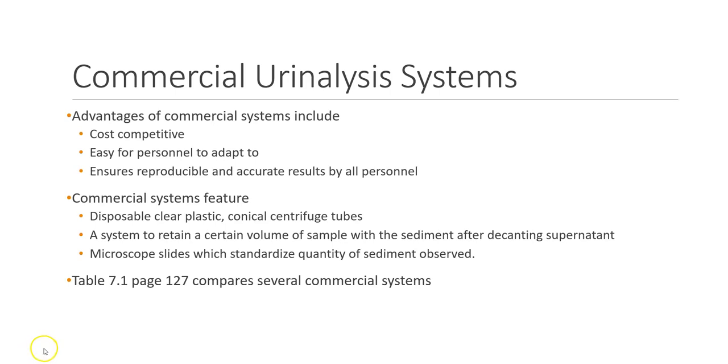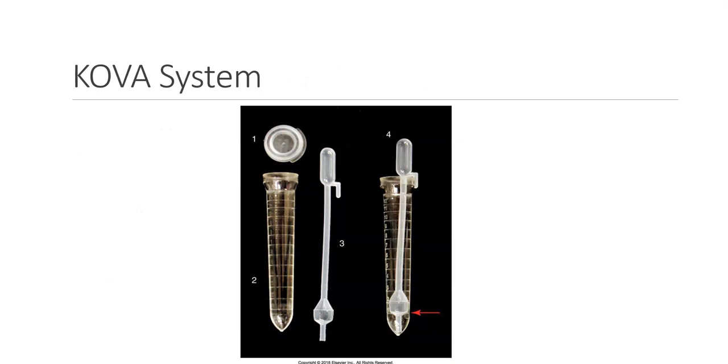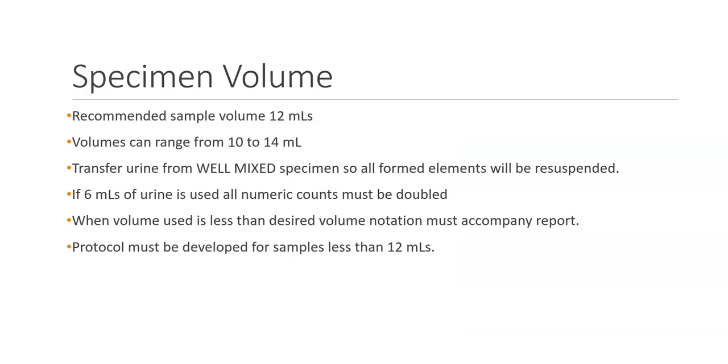Table 7.1 on page 127 compares the different commercial systems that are available. This picture illustrates the KOVA system. So we have the conical tube. They have a special pipette that will allow drawing up of a specific volume of the urine sediment at the bottom of the tube. The recommended specimen volume is about 12 mLs.